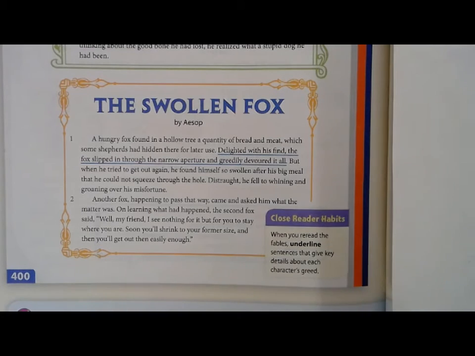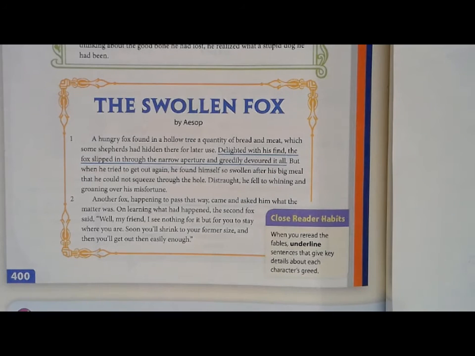But when he tried to get out again, he found himself so swollen after his big meal that he could not squeeze through the hole. Distraught, he fell to whining and groaning over his misfortune. Another fox, happening to pass that way, came and asked him what the matter was. On learning what had happened, the second fox said, "Well, my friend, I see nothing for it but for you to stay where you are. Soon you'll shrink to your former size, and then you'll get out easily enough."